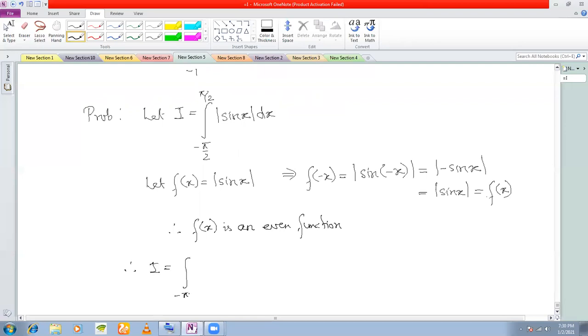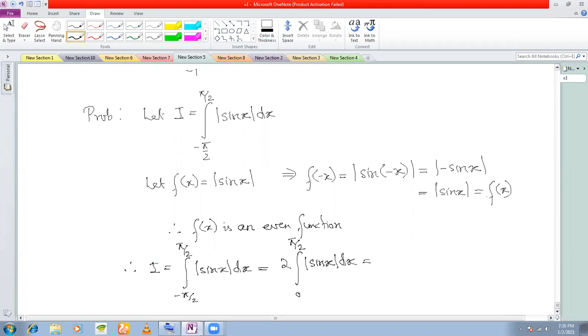This minus that, pi by 2 to plus pi by 2, mod sin x dx, becomes twice the integral from 0 to pi by 2 of f(x), and what is f(x)? Mod sin x dx.